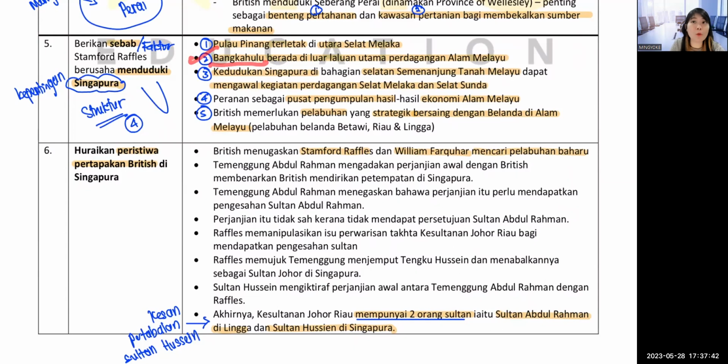Number 2, the British also own Bangka Hulu. But Bangka Hulu is at here, to another side. It's di luar laluan utama perdagangan alam Melayu. It's outside of the trading area. And of course, other than that, Singapore's location is at the south of Semenanjung Tanah Melayu, able to control Selat Melaka and Selat Sunda. You all know where's Selat Melaka, right? You all know where's Selat Sunda, right?